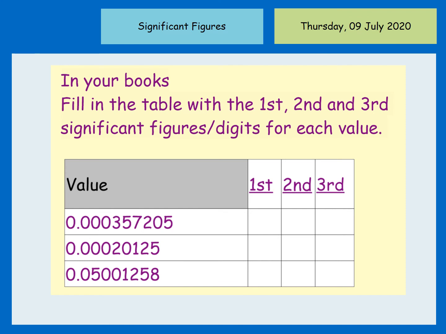Now, I would like you to look at this next table. We have some values on the left-hand side, and what the question's asking us to do is find out what the first, second, and third significant figure of each number is. Now, I don't want you to write anything down just yet. I would like you to think about each one and what each significant figure might be.